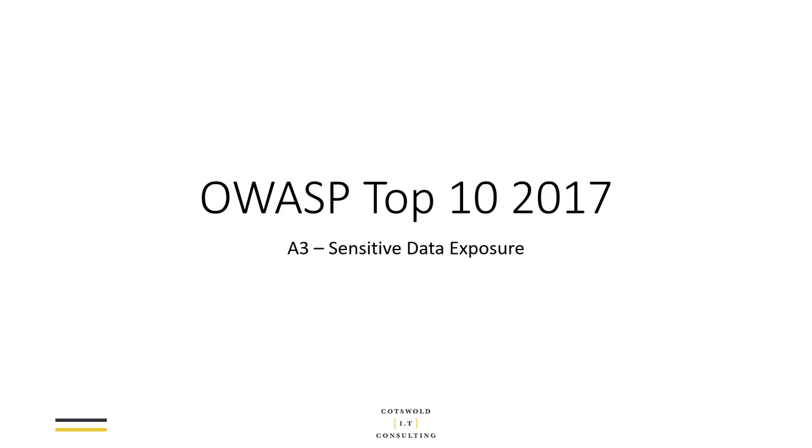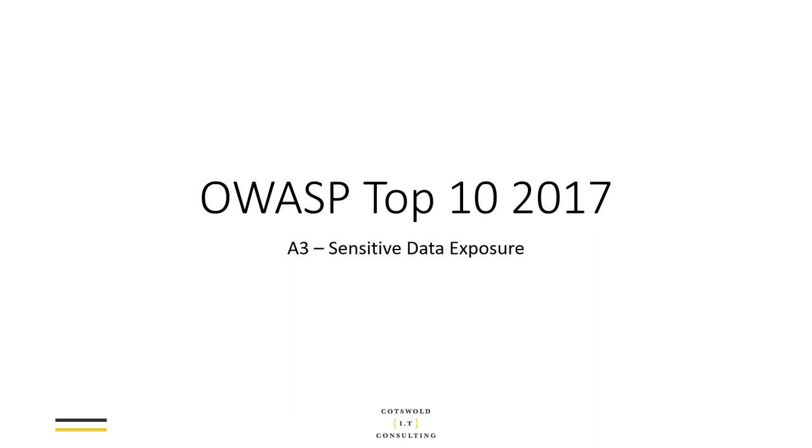And this is our first climber. A1 and A2 are unchanged in the list from 2013, but A3 used to be A6, so it's moved up 3 places. This has become the most common risk that's been seen in the wild in the last couple of years.